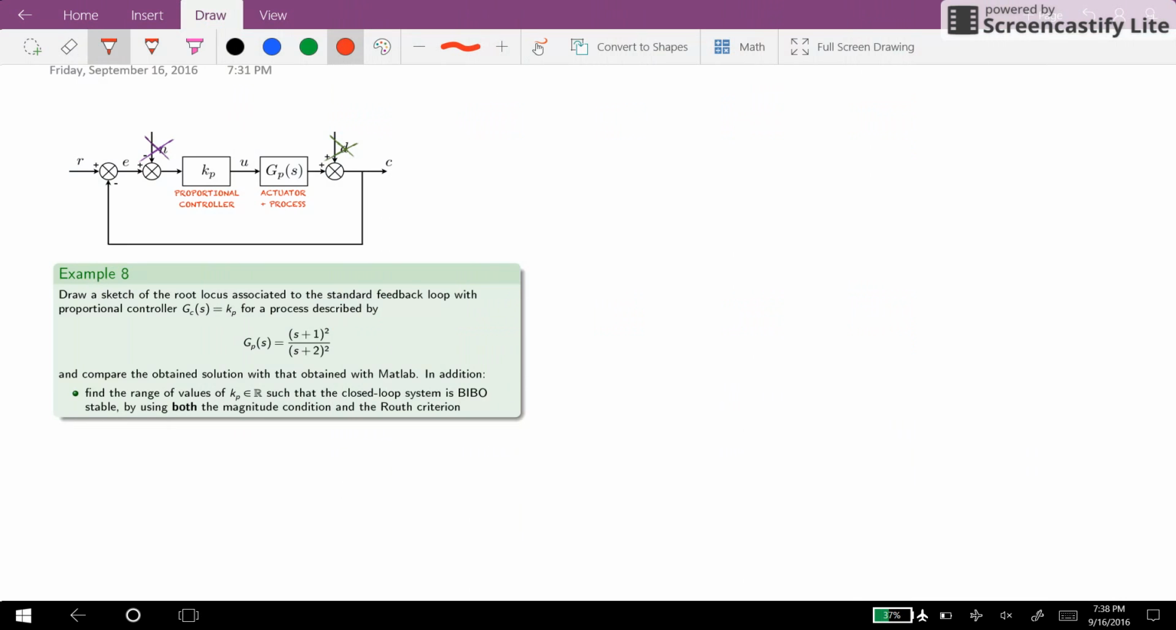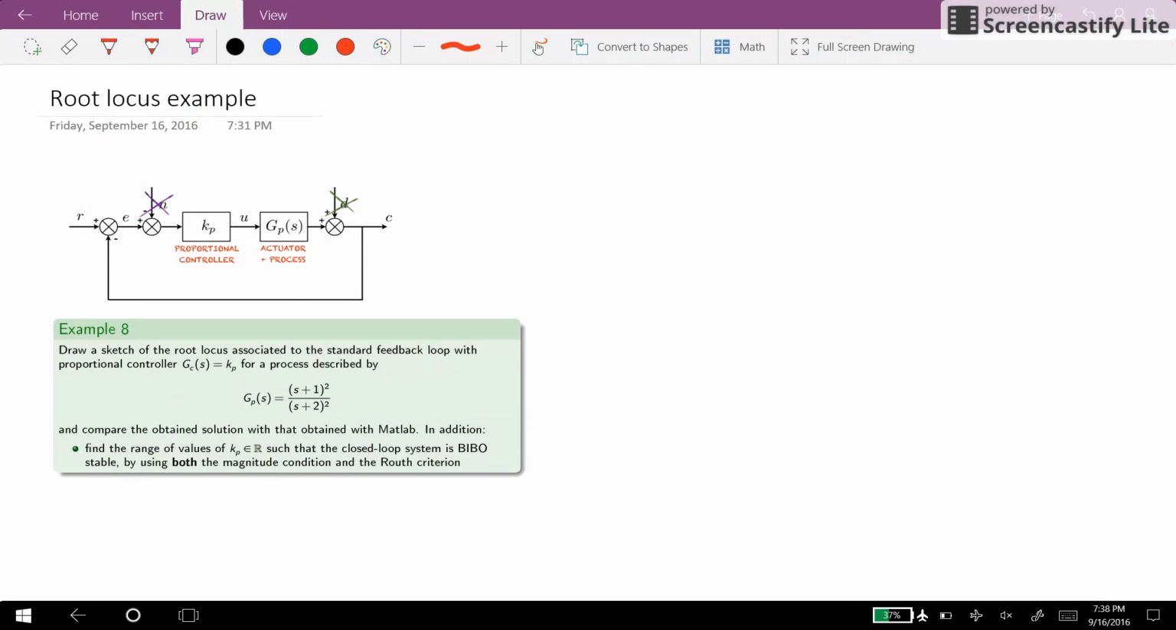Hi everyone. In this example, I will explain how to draw a root locus for a given system. The controller is given as Kp and the process is given as (s+1) squared over (s+2) squared. So it has two poles and two zeros. We will draw the positive root locus and negative locus for this system.